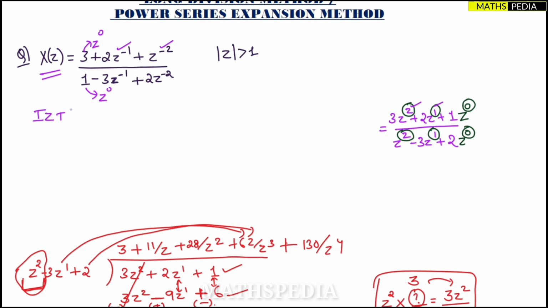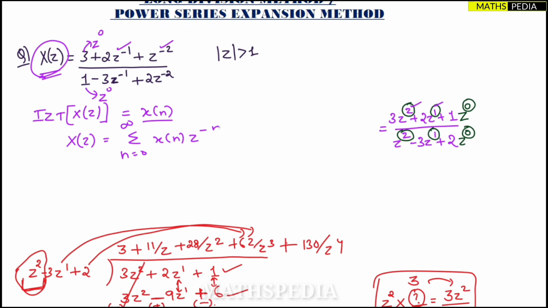Inverse z transform of X of z, that is nothing but x of n, right? We have one formula for that: X of z is the summation of n equal to 0 till infinity x of n z power minus n. Why am I writing this? To make you understand that from this you can directly get the values. So here, observe the quotient we got, these 5 terms.